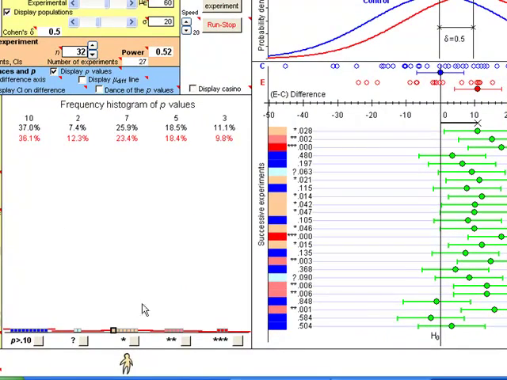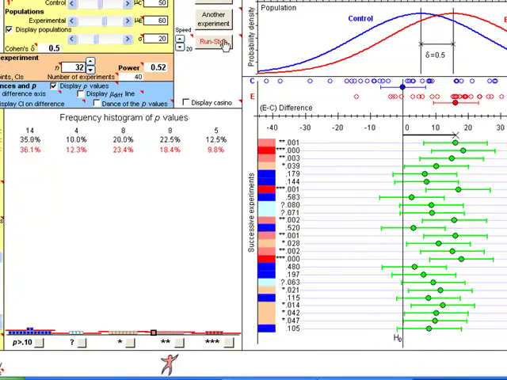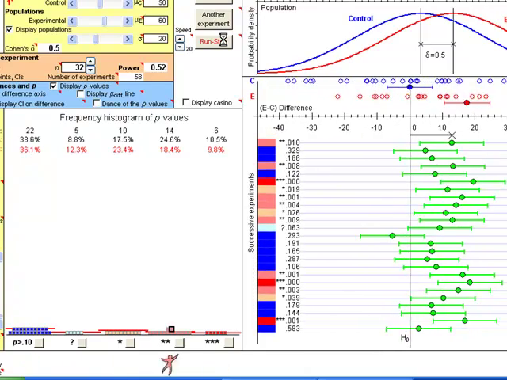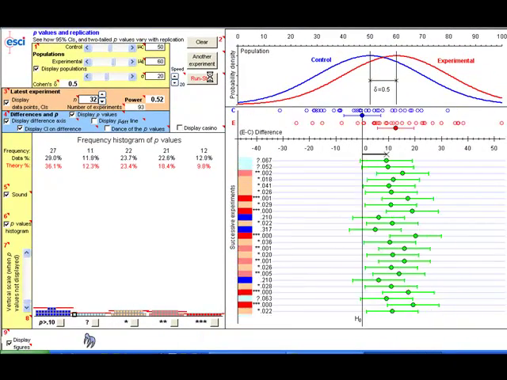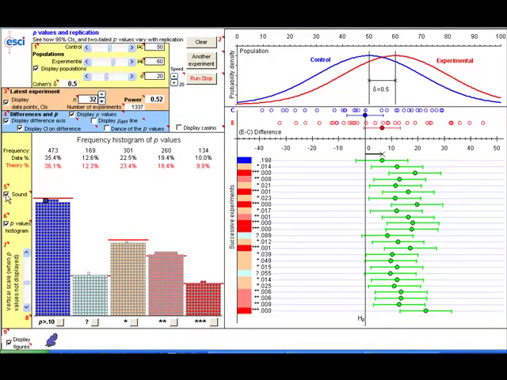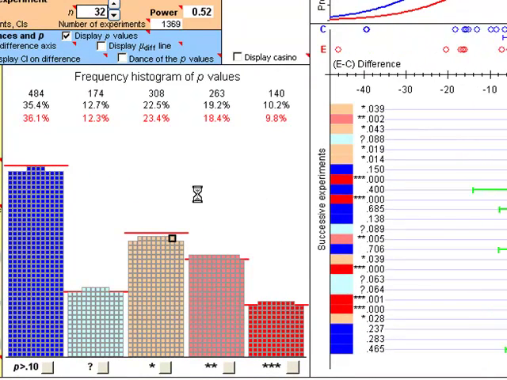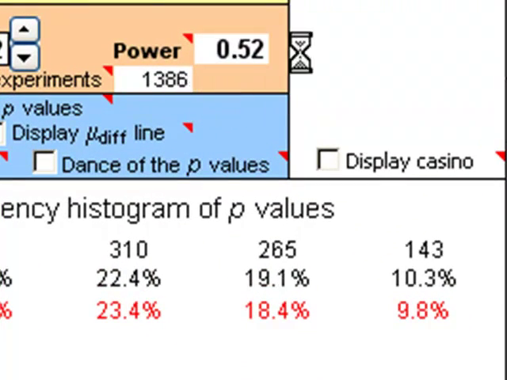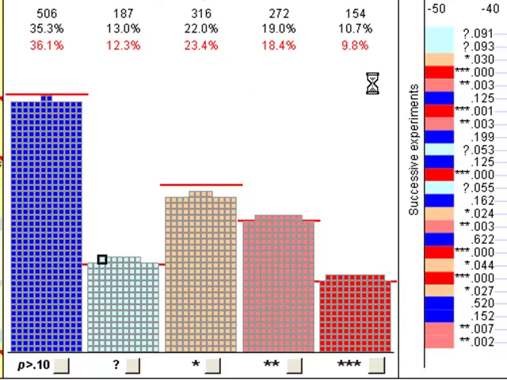We'll collect a lot of p-values into a frequency histogram to study how p varies with replication. The latest experiment gives 1 star, marked by this highlighted square in the 1 star column and this small figure. Here's the distribution of p-values. They vary across the full range from 3 stars to greater than 1.0. The statistical power is 0.52, meaning in the long run, 52% of experiments give p less than 0.05. So the 1, 2 and 3 star columns will total 52%, as they pretty much do.